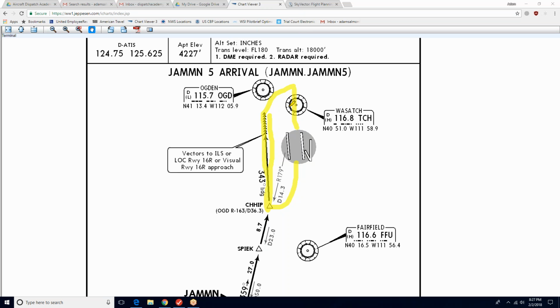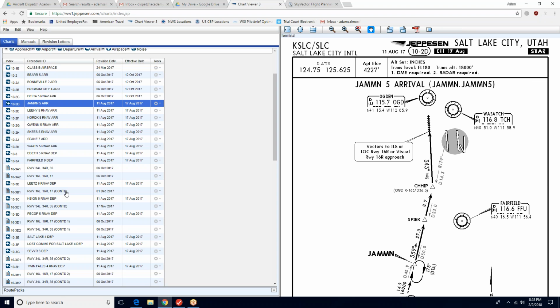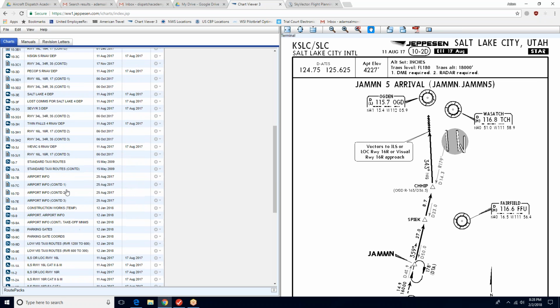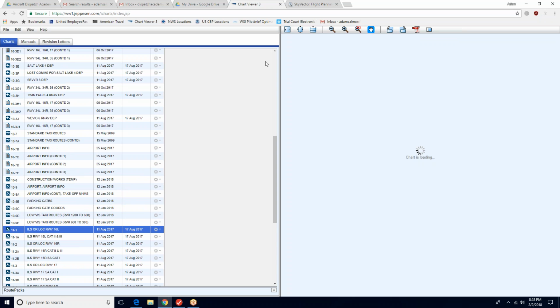Now remember, a precision approach is ultimately giving you lateral and vertical guidance. So up and down and left to right. So what we'll show you here is, let's go back out for a minute. We're going to take a look at an ILS runway in Salt Lake City. We'll take a look at an ILS approach.